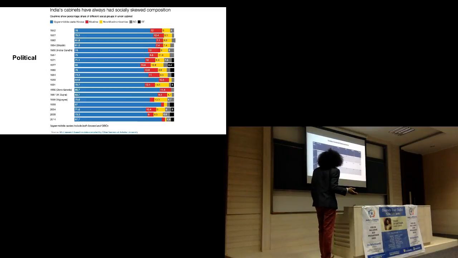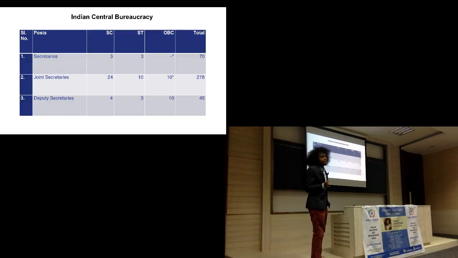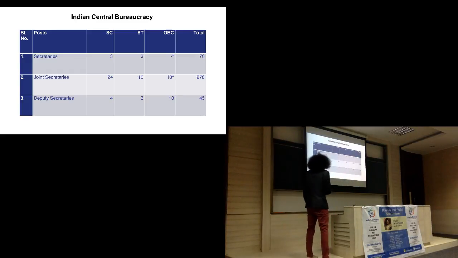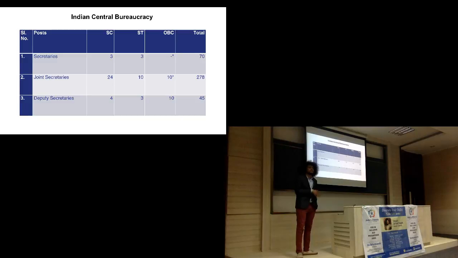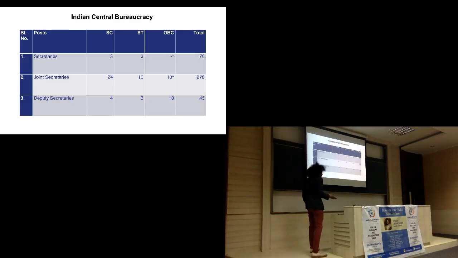Of the total 70, the scheduled caste and scheduled tribes, who make up approximately 23% of India's population, there are only 6. In the joint secretary positions, which are huge, out of 278, the scheduled caste were 24, STs were 10, OBCs were 10. And the same goes with deputy secretary. These are very important positions. These are the people who sit in bureaucracy, who translate the policies to us. And then again, there is a lack of representation in bureaucracy.